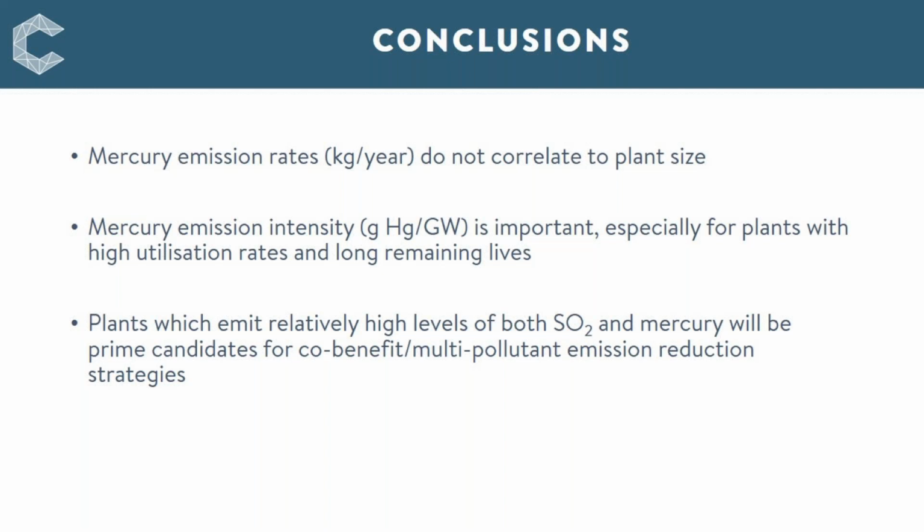And also plants which are emitting both high levels of sulfur and mercury will be prime candidates for co-benefit multi-pollutant emission reduction strategies. And we may find that for some of these plants, FGD could be enough to reduce emissions, but only if the mercury is in the correct oxidized state.